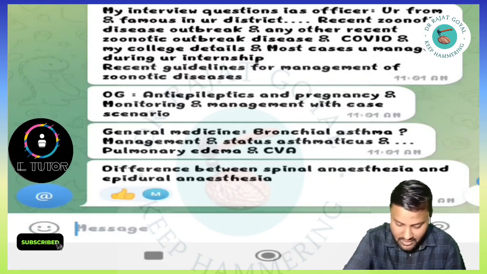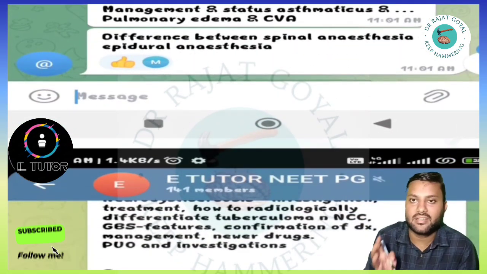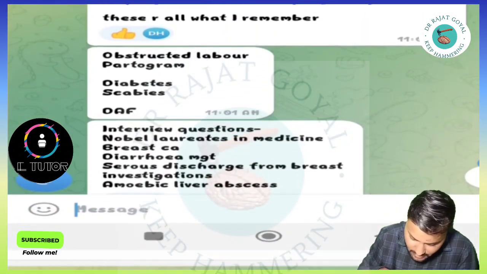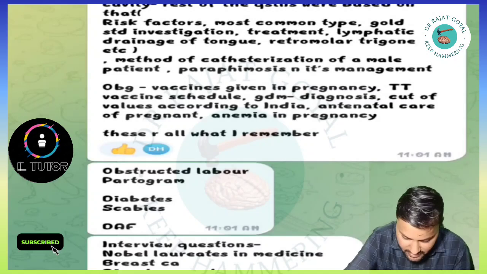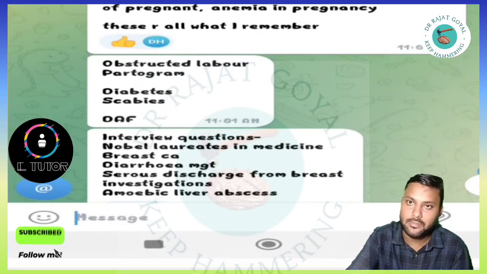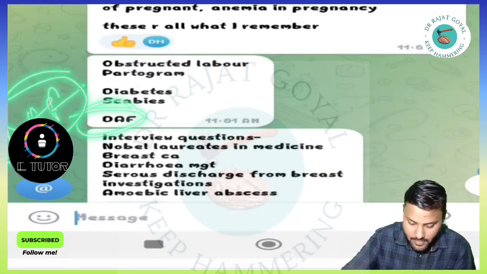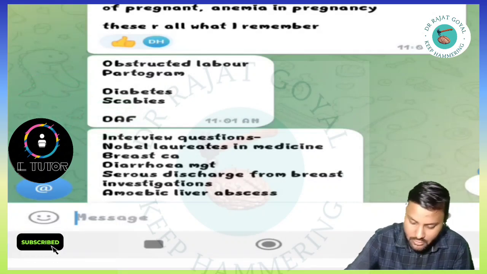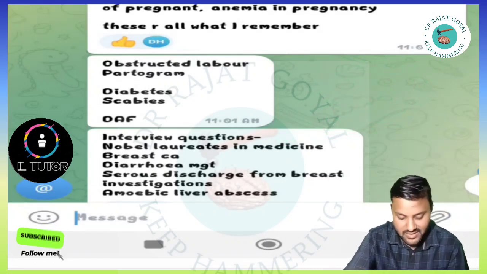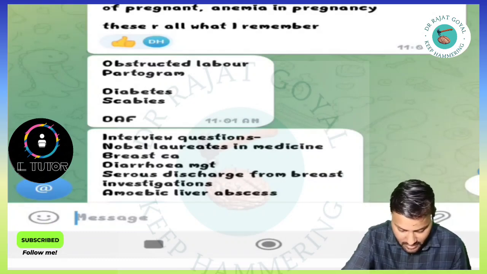Differential diagnosis between spinal anesthesia and epidural anesthesia. This is an anesthesia-based question which can be asked by the surgery faculty or orthopedic faculty. Another student is saying that in surgery, most common cancer, we have already discussed this, obstructed labor, partogram, diabetes, scabies. The questions are also related to DAF. Interview questions are Nobel laureates in medicine. Recently in 2018 one Nobel Prize was given for medicine, so you have to know about that. Breast carcinoma, diarrhea management, serous discharge from breast, investigation, and amoebic liver disease.